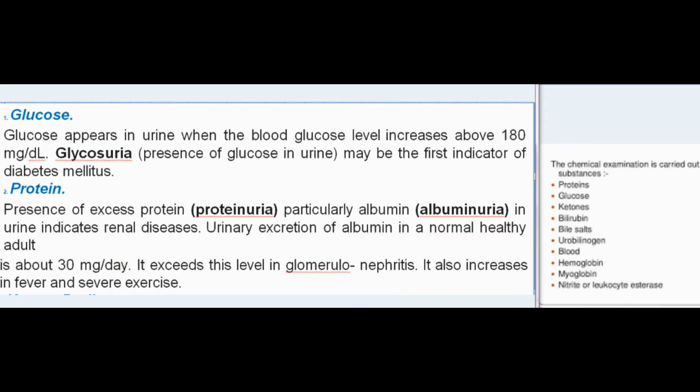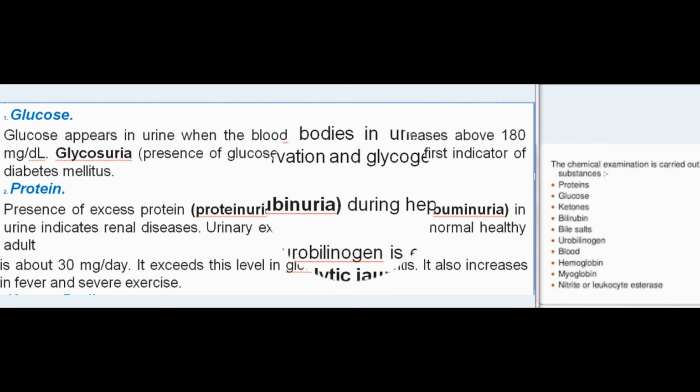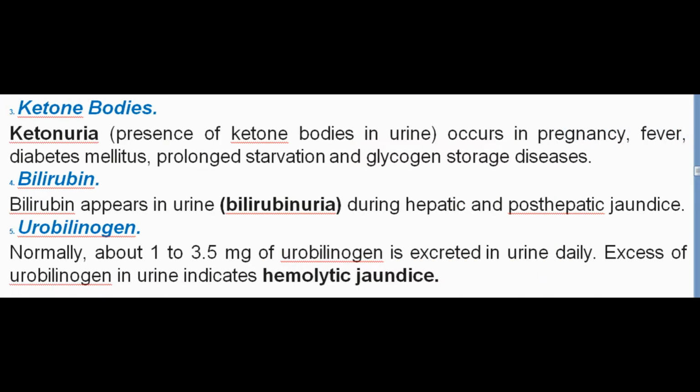Protein: presence of excess protein, proteinuria, particularly albumin, albuminuria, in urine indicates renal diseases. Urinary excretion of albumin in a normal healthy adult is about 30 mg per day. It exceeds this level in glomerulonephritis. It also increases in fever and severe exercise. Ketone bodies: ketonuria, presence of ketone bodies in urine, occurs in pregnancy, fever, diabetes mellitus, prolonged starvation, and glycogen storage diseases. Bilirubin: bilirubin appears in urine, bilirubinuria, during hepatic and post-hepatic jaundice.